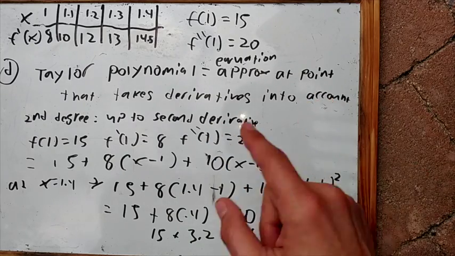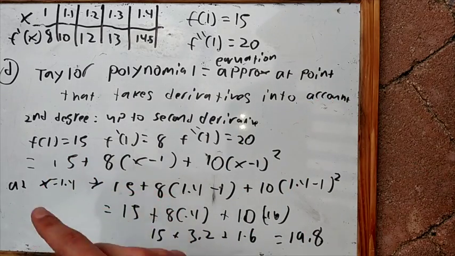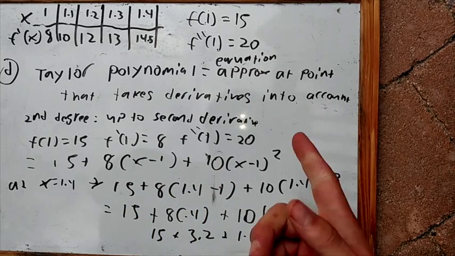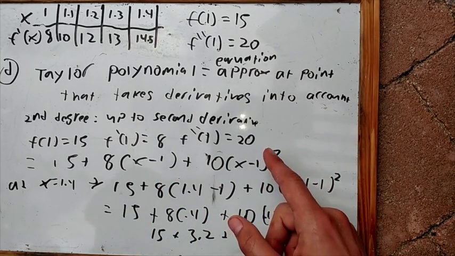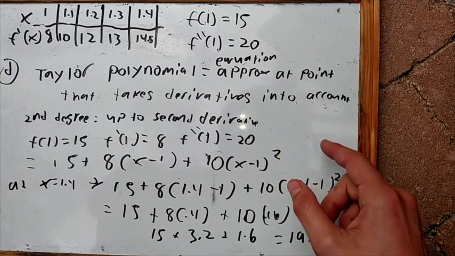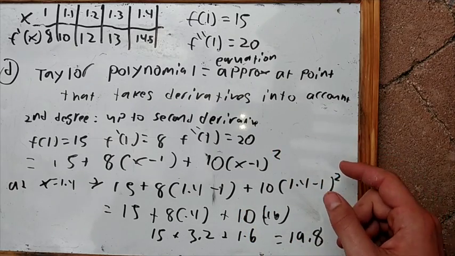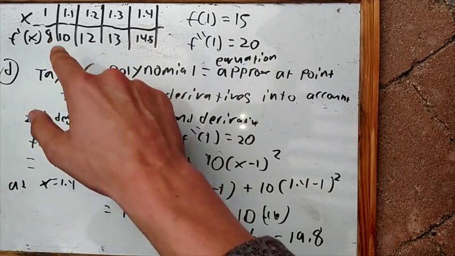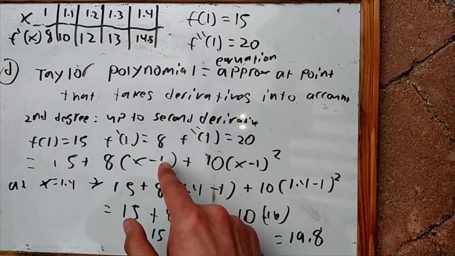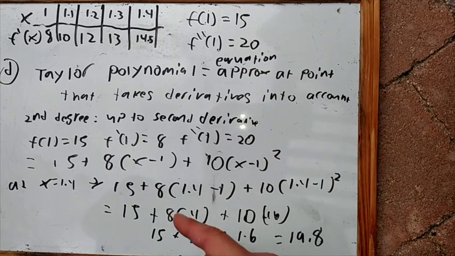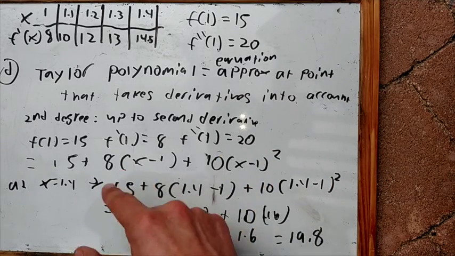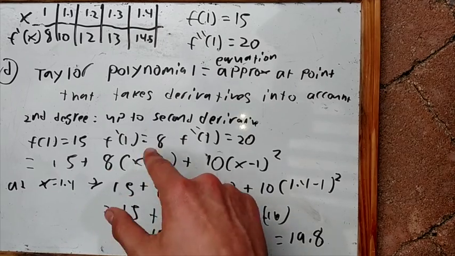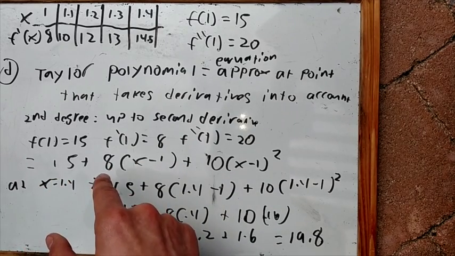So you know what f of 1 is equal to, it's 15. You know the derivative of f at 1, which is 8. And they give you the second derivative of f at 1, which is 20. So you set that up into a Taylor polynomial equation. The first term is 15. The second term is 8 times x minus 1, since it's about x equals 1. That way, when you plug in 1, this is equal to 0, and you just get the actual value. When you take the derivative, this becomes 1, this becomes 0, and you just get 8.